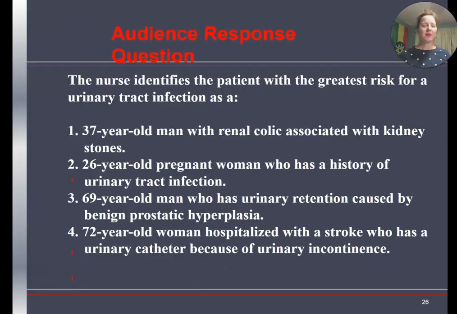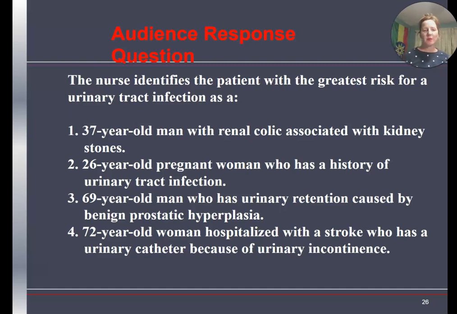Okay, so we're not with an audience right now, so we're just going to go for it. A nurse identifies the patient with the greatest risk for urinary tract infection as a... All right, so is it the 37-year-old man with a renal colic associated with kidney stones? Remember, the colic is kind of like the spasmy. Or is it the 26-year-old pregnant lady who has a history of urinary tract infections? Or the 69-year-old man who has urinary retention caused by BPH?